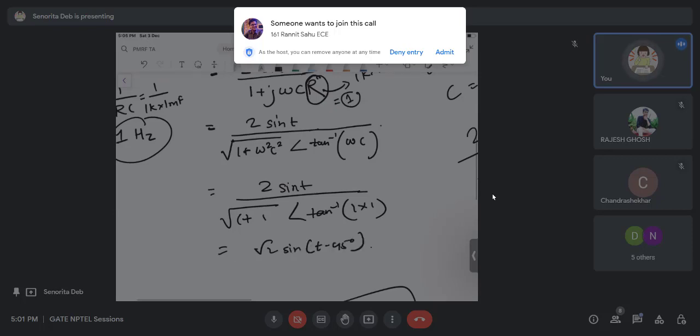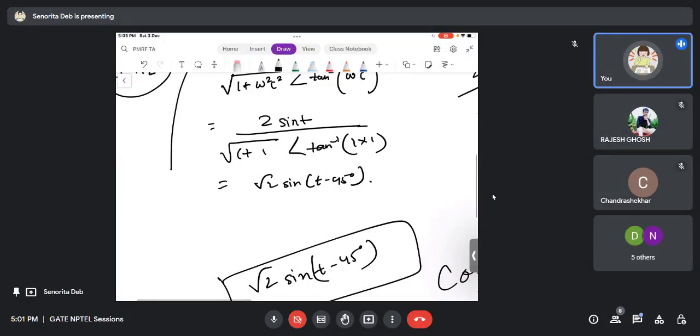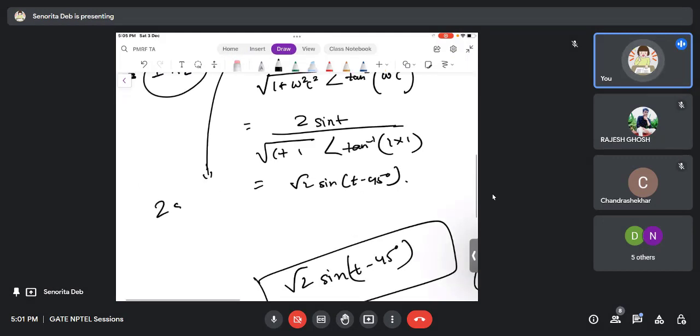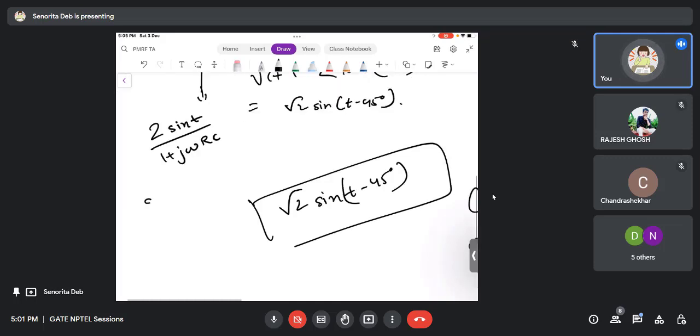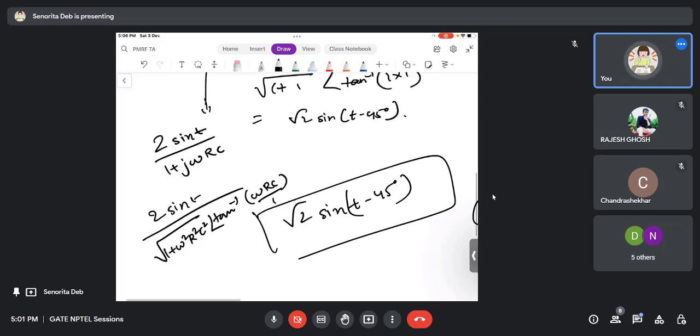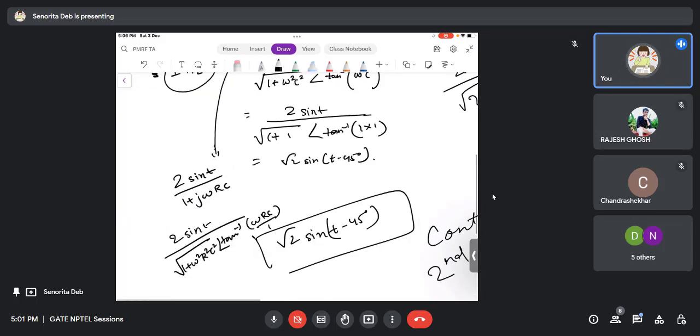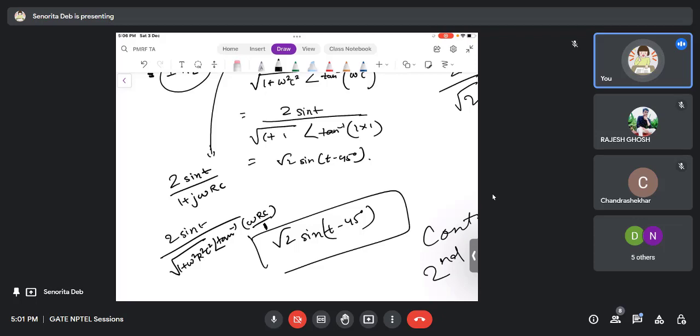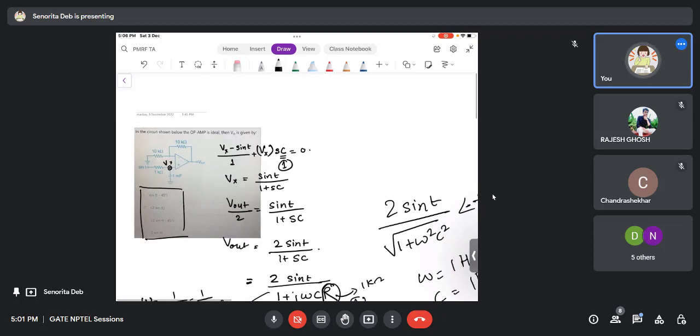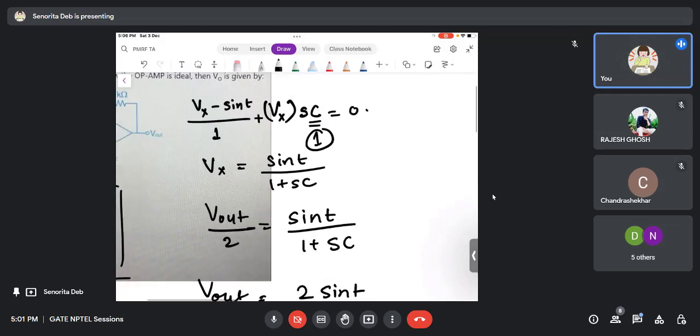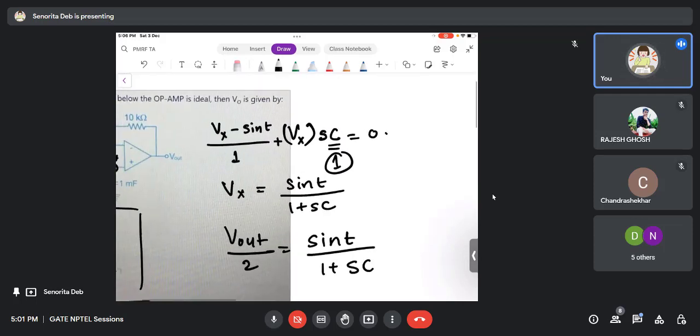The other way of writing this, if I write directly from this transfer function, which is 2 sine t by 1 plus j omega RC, you can see it is sine t by under root 1 plus omega square R square C square, and the angle is tan inverse omega RC by 1. Okay, this omega RC is nothing but this one. Don't confuse. So yeah, this is the mess up I had done by mistake. So if this is R, then this will be R.